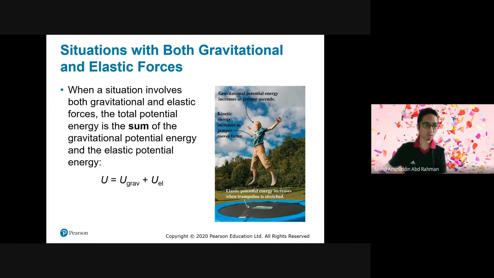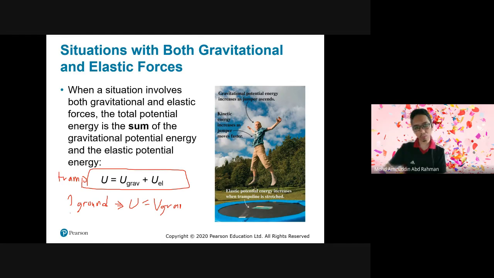This is when you jump on the trampoline. How about if you jump on the ground? You only have U due to the U gravity graph. This is on the trampoline, and this is on the ground. You notice that you have bigger U on the trampoline, and you will have much higher kinetic energy.